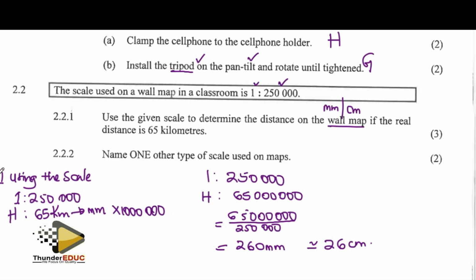This is question number 2.2.1. They're asking us in 2.2.2, name one type of scale used on the map. Now, this one we've already seen it. Numeric. Name one other type. So the other type of scale that we know of, the popular one, is the what? The bar scale. You can't go beyond that.